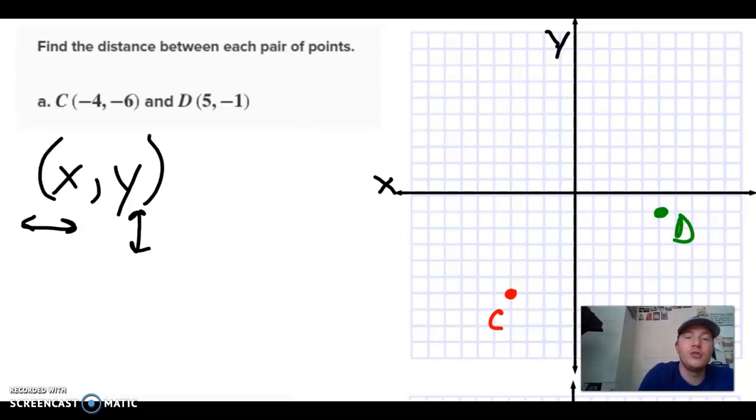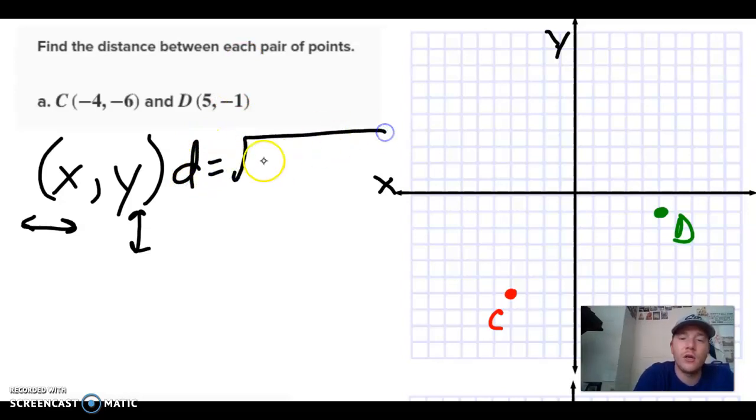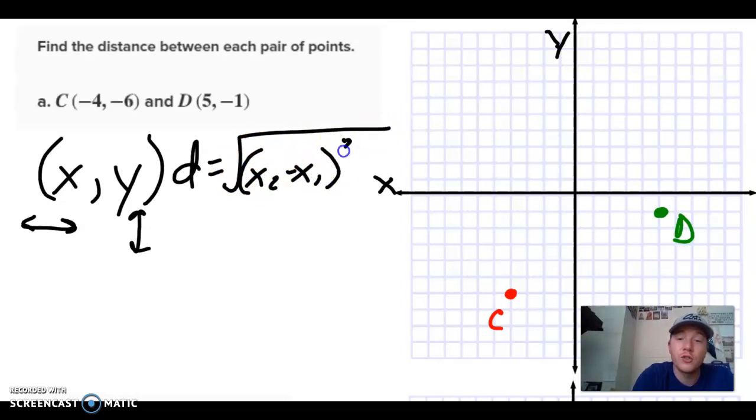Now, two things can happen here. Okay, you can use your formula. D equals the square root of x2 minus x1 squared. Hold on, I keep writing it as squared. I told you guys I was rusty from the summer. I was not lying. Square root of x sub 2 minus x sub 1 squared plus y2 minus y1 squared.